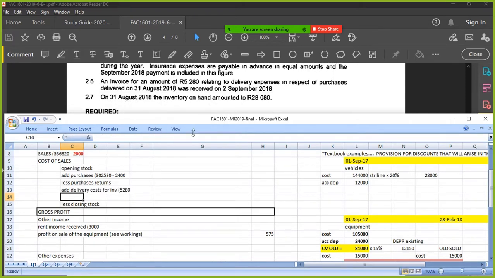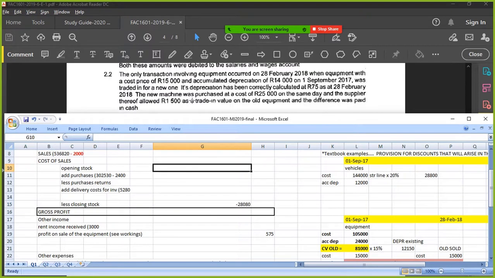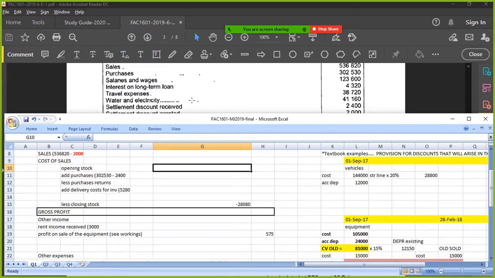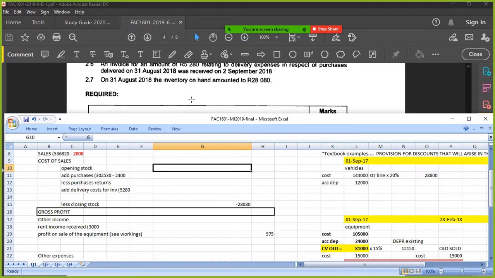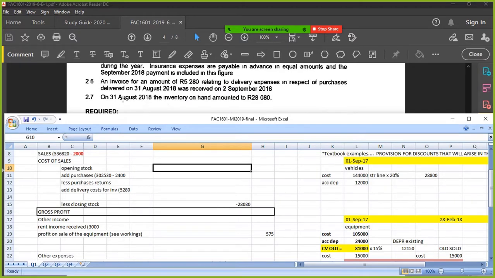Okay, next. Last point. On the 31st of August, inventory on hand. Thank you very much, they've given us the closing stock. 28080, closing stock. Let's make that a minus. Opening stock, I didn't write that in. Oh, hold on, this might have been the opening stock actually. On the 31st of August, okay, the 31st of August is the closing stock. Do you see that? Yes.